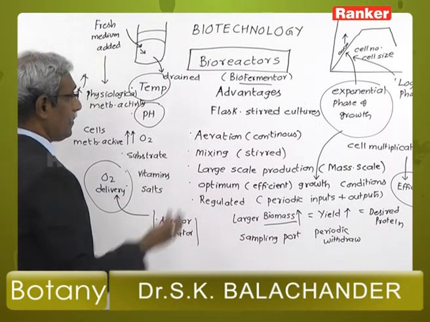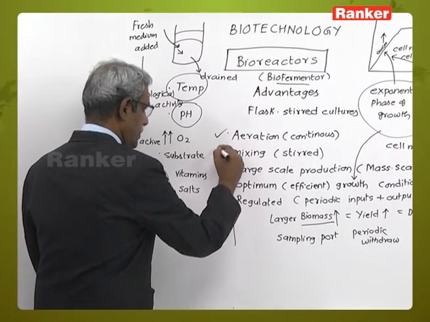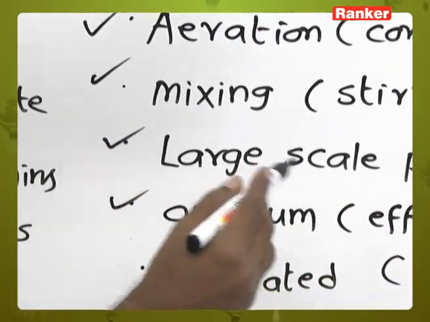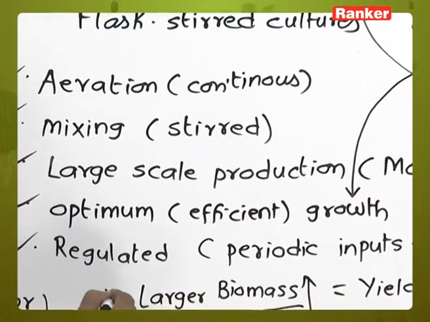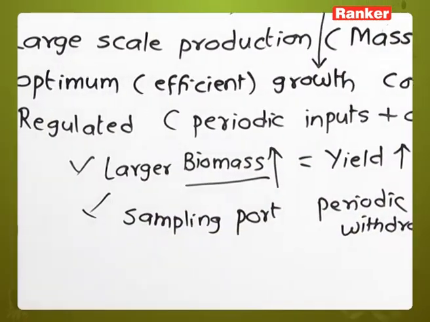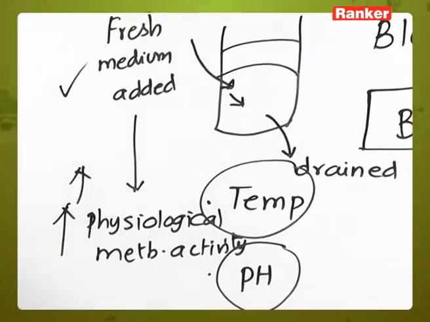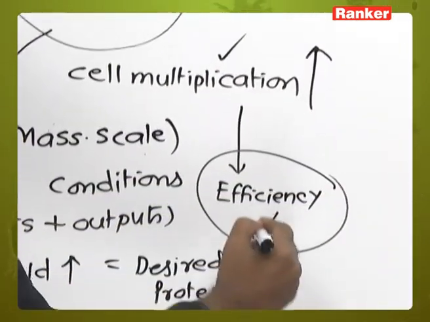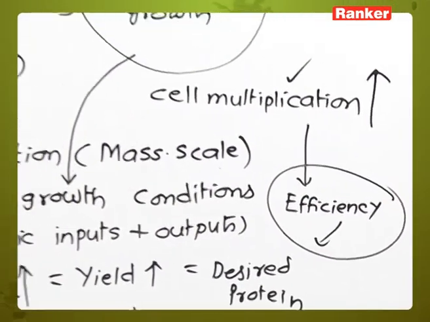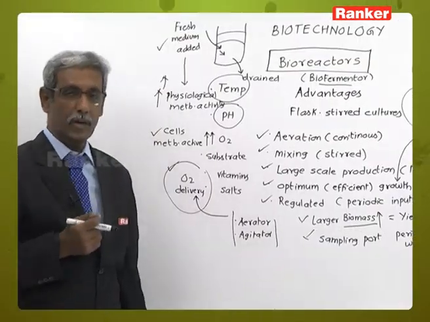So these were the advantages when compared to the flask stirred culture: there is aeration, mixing, large scale production, optimum growth, regulated outputs, larger biomass, sampling port, oxygen delivery, cells are metabolically active, fresh medium is added, it shows the exponential phase of growth, cell multiplication leading to higher efficiency. So these are the advantages of a bioreactor over a flask culture.